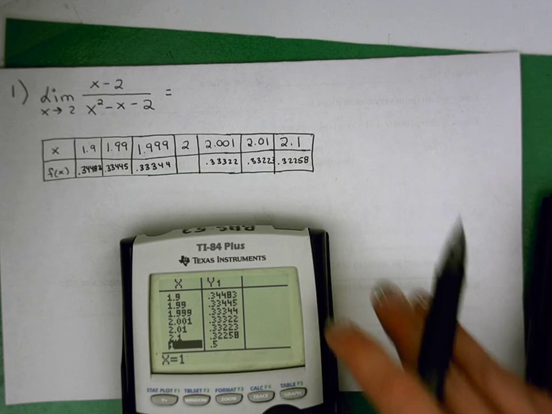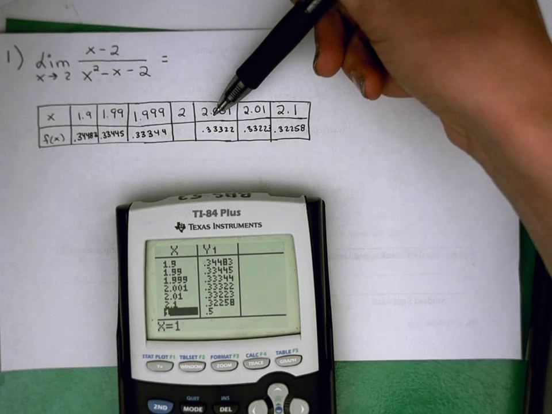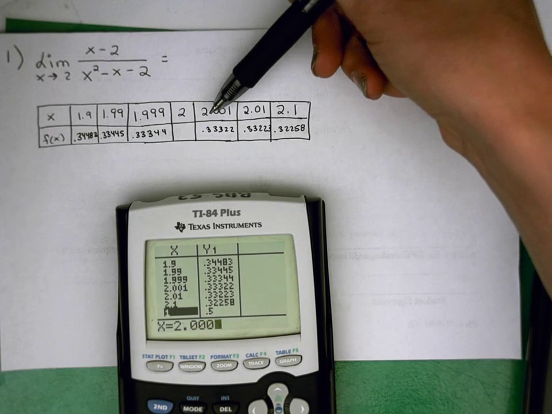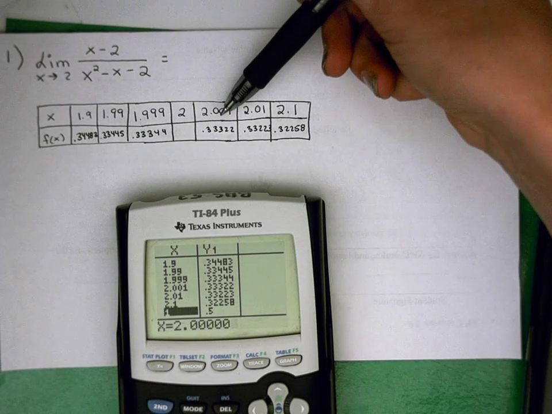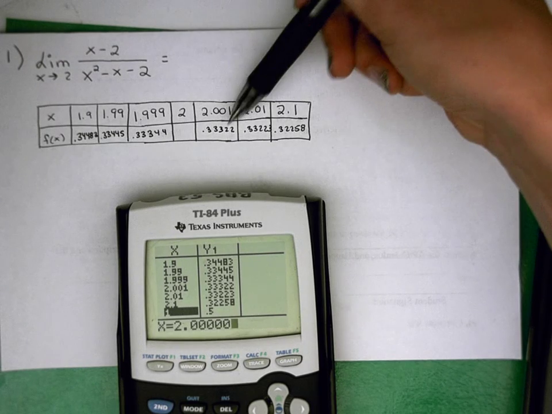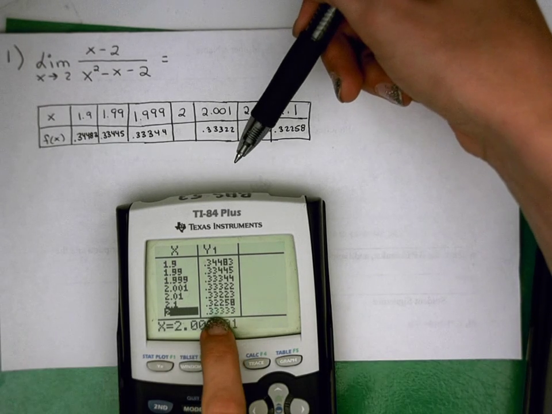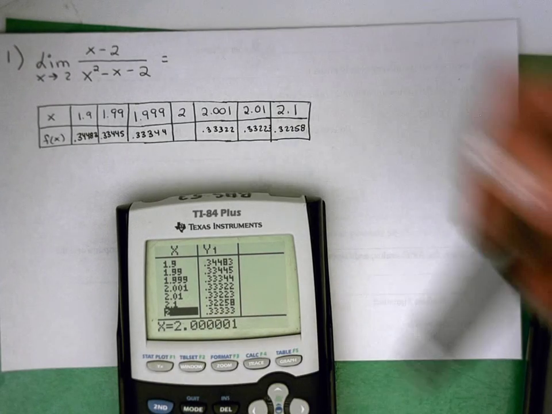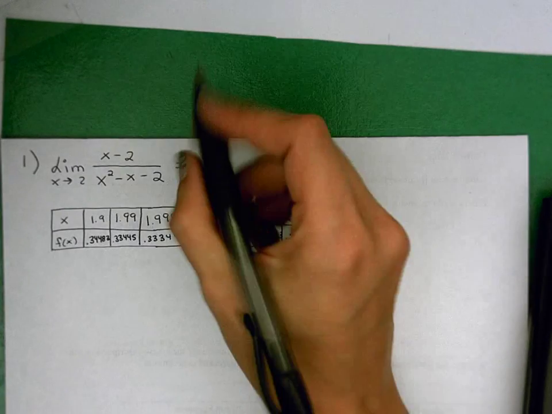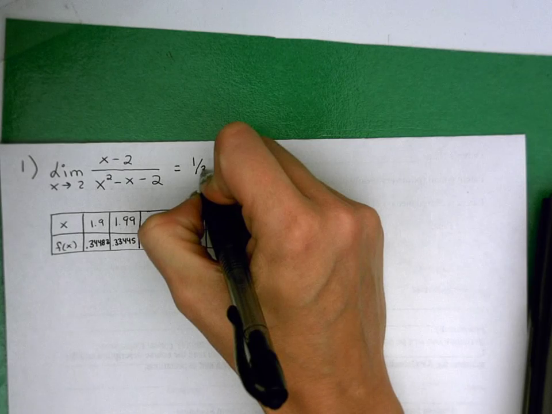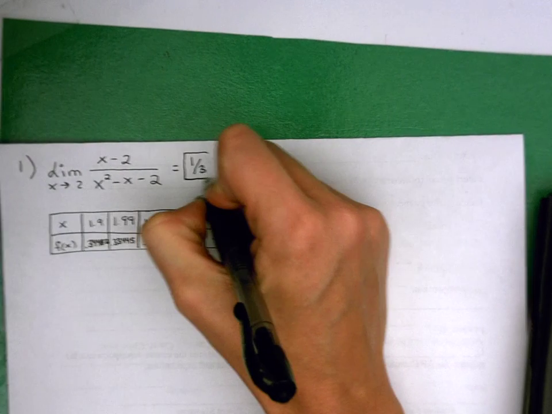And so for the fun of it, I'm going to go ahead and plug in 2.00000. I'm just going to pick a lot of zeros, right? So it's even closer to 2 than 2.001 here. And I'm going to get 0.3333333, which is, yeah, 1/3. And so my limit here, the y value that it looks like we are approaching, is 1/3.